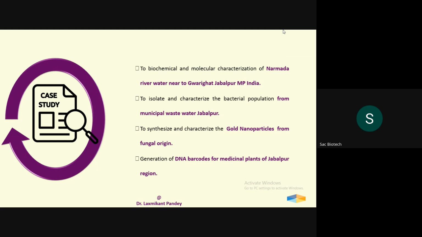And if you give these kinds of problems in a group, you can develop teamwork among the students. Second, the last one, you can see it's a very unique problem: generation of DNA barcodes for the medicinal plants of the Jabalpur region. By this project work, students can understand what local flora available next to them has medicinal properties. In this way, you can develop research aptitude among the students.